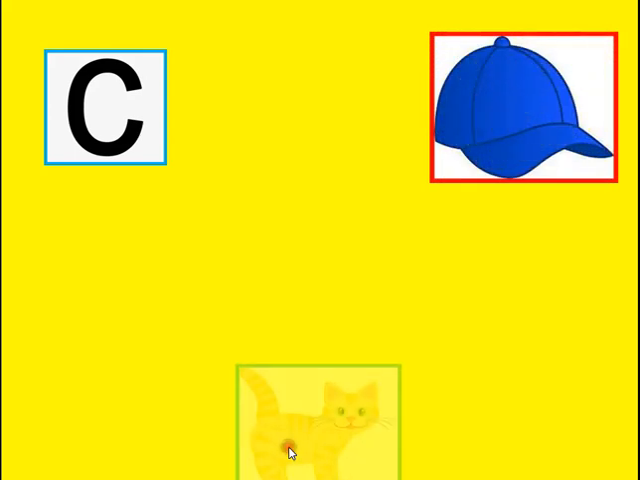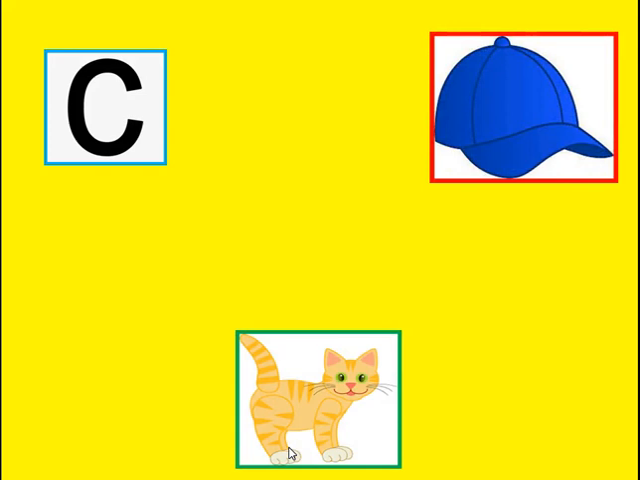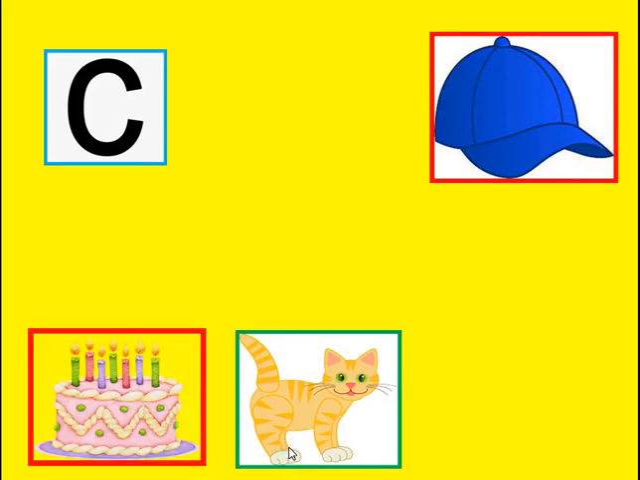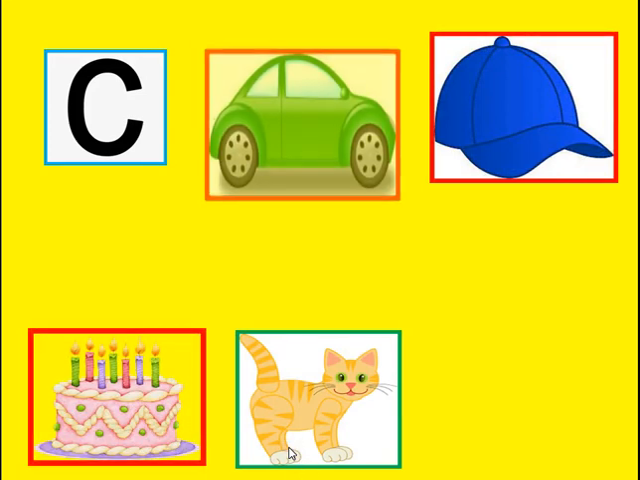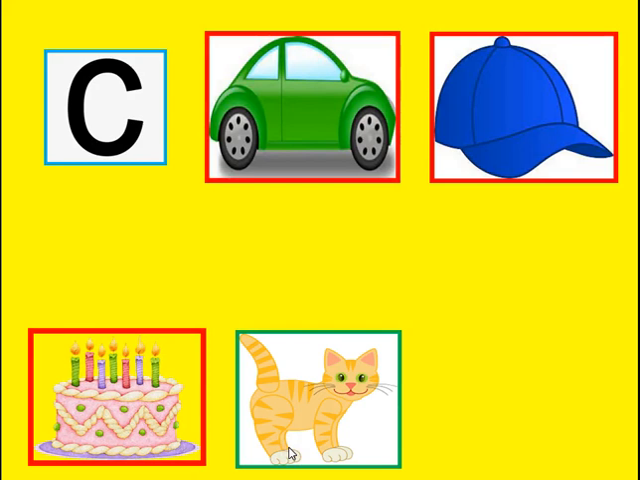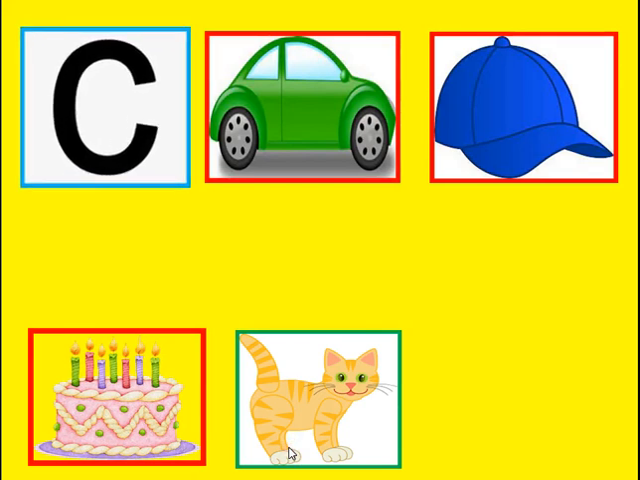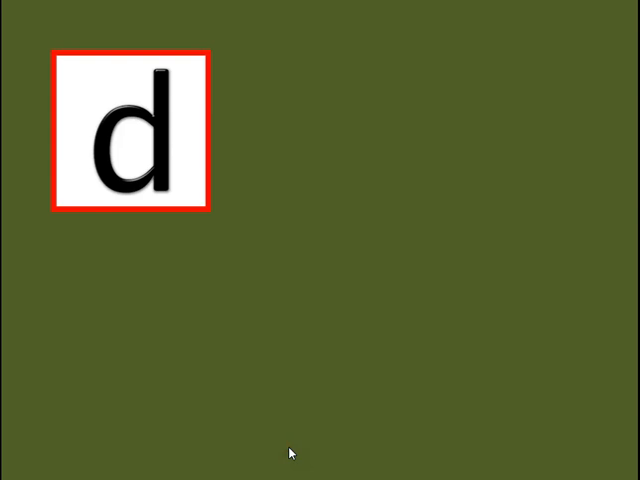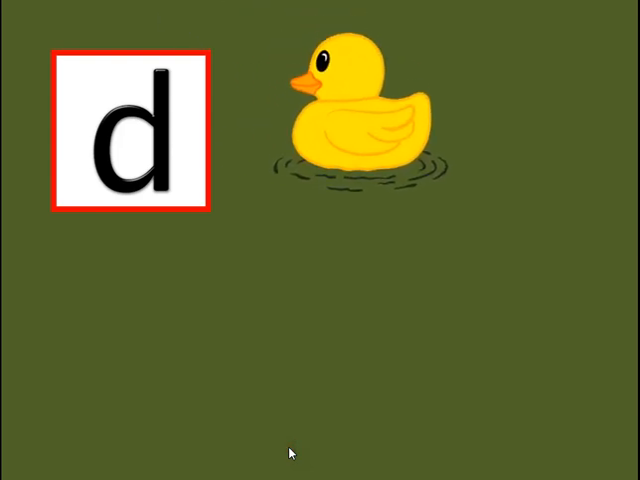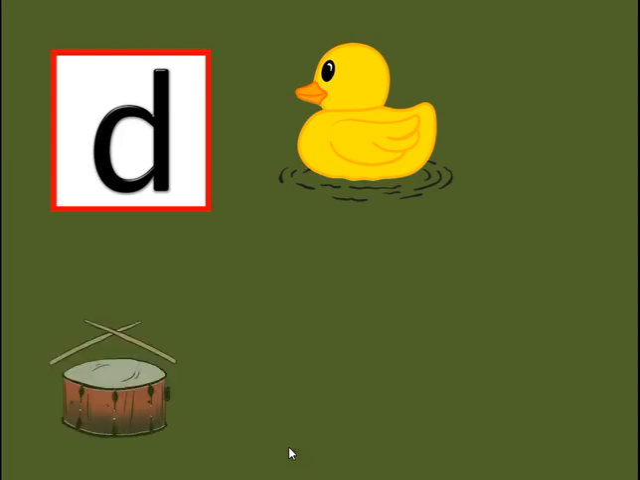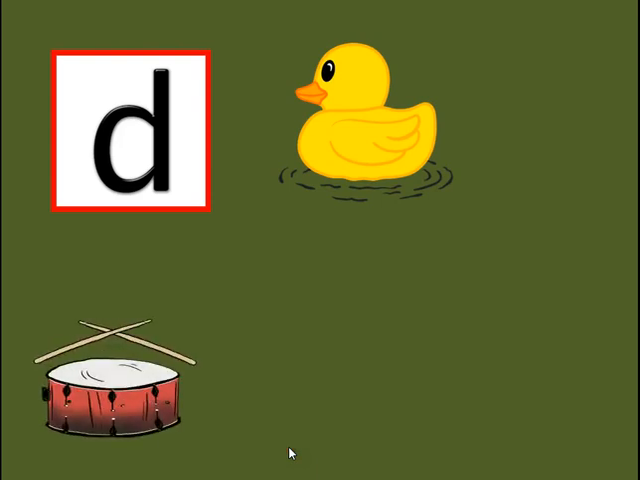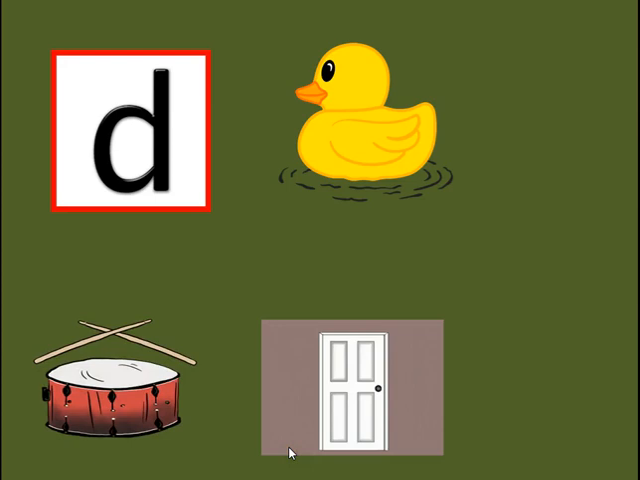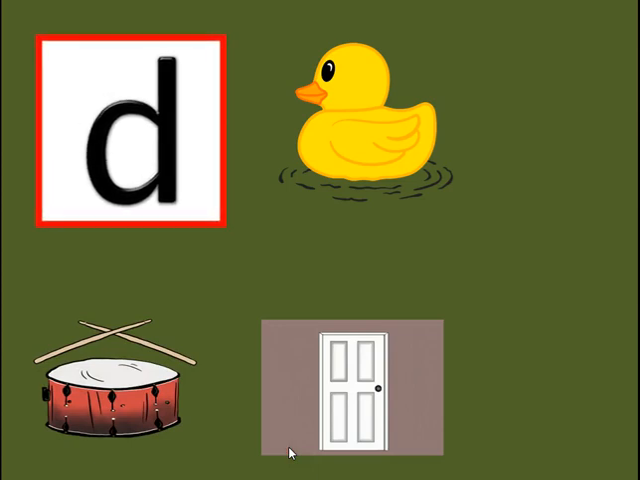Cap. Cat. Cake. Car. This is the letter C. C says K. This is the letter D. Duck. Drum. Door. This is the letter D.